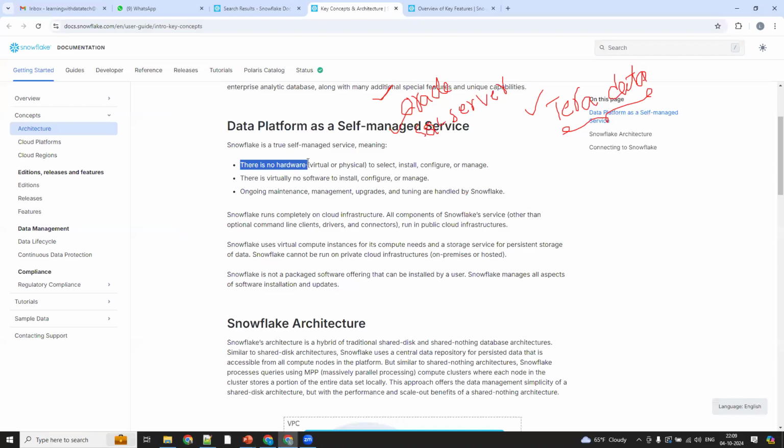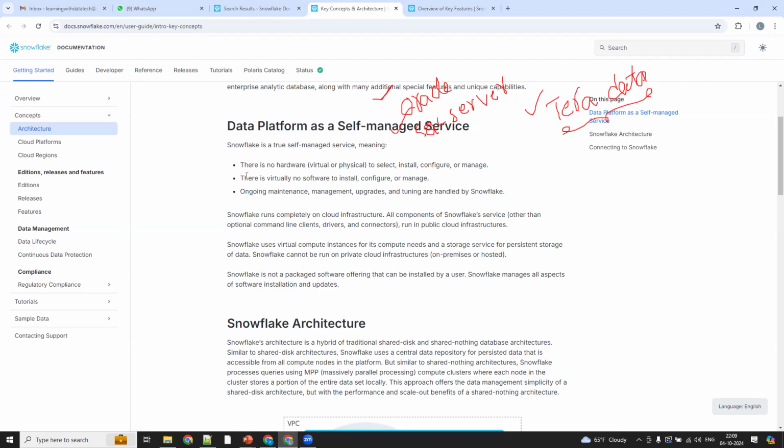There is no hardware here. That means you don't need to install anything physically on your machine, on your computer. You don't need to configure anything. You don't need to manage anything from your end. Whereas if you want to work with Oracle, SQL Server, Teradata and all, you have to install something locally and you have to manage it. Nothing to do here.